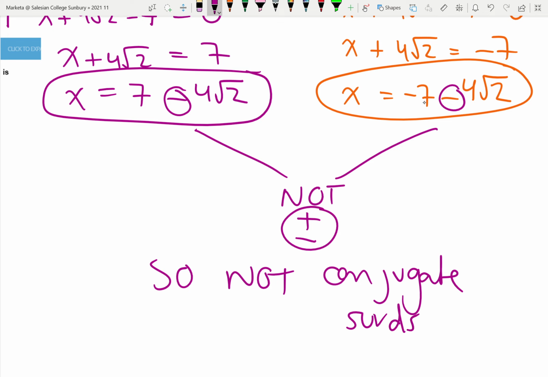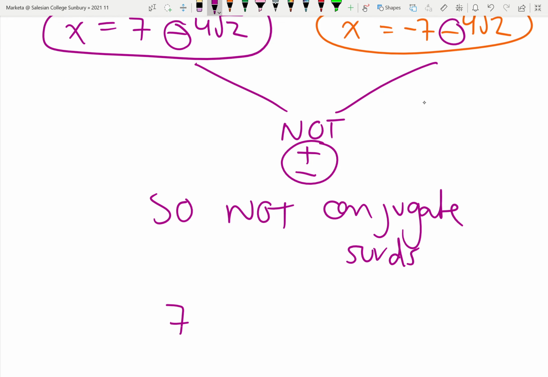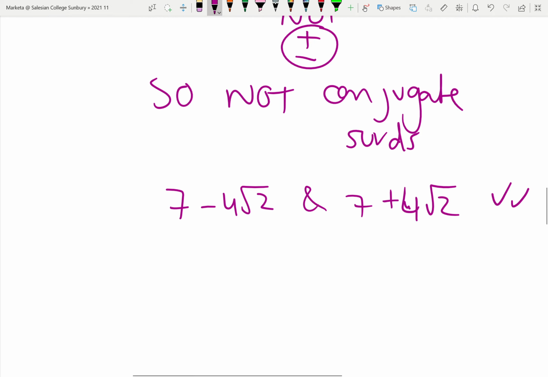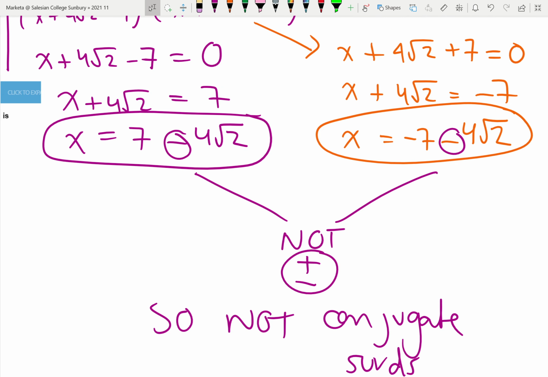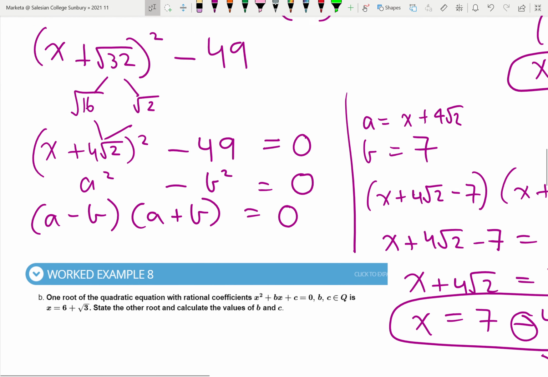If it was, it could have been 7 minus 4 root 2 and 7 plus 4 root 2. They would have been conjugate. It could have been negative 7 minus 4 root 2 and negative 7 plus 4 root 2. That would have been conjugate. But the ones we have got, we have plus and minus 7. The surds, however, are both negative 4 root 2. So it's not conjugate surds. All right. That is that.